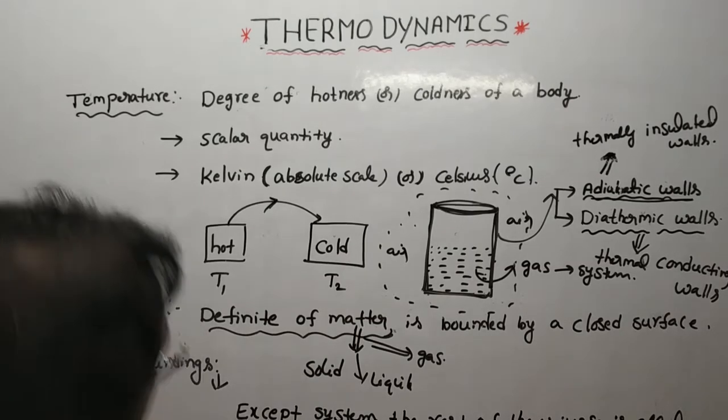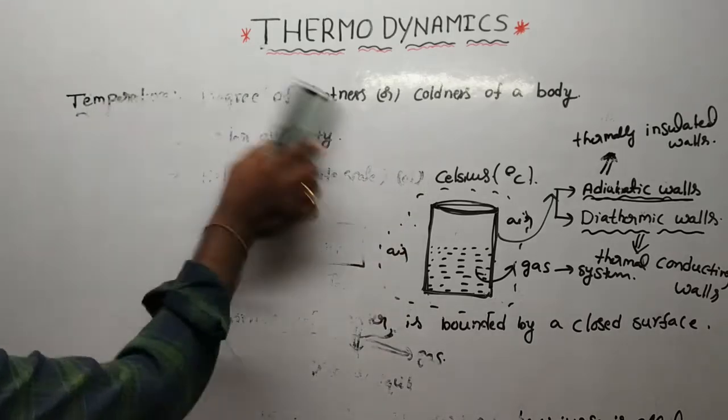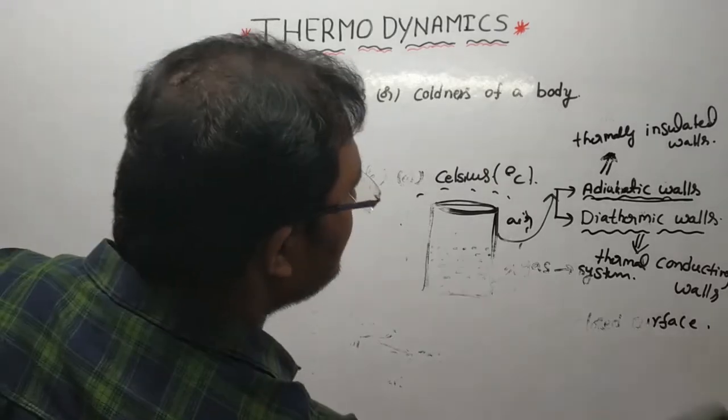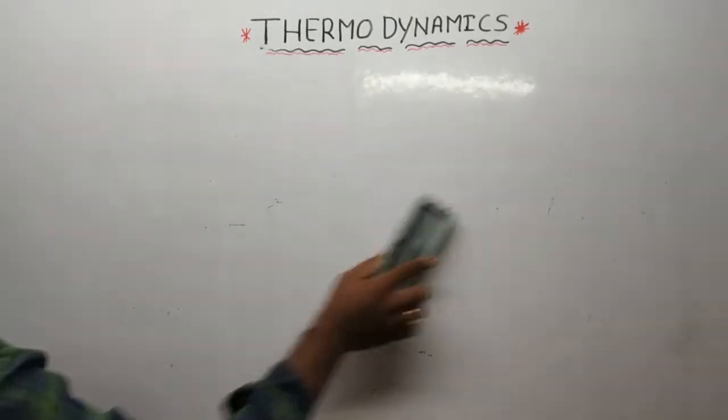In thermodynamics, we have three types of systems.